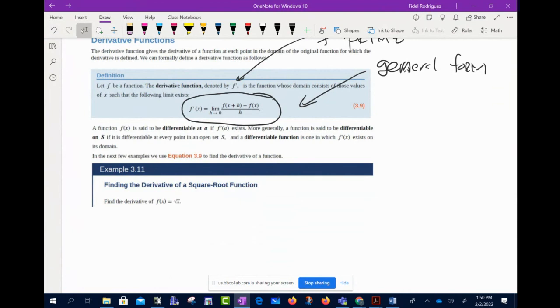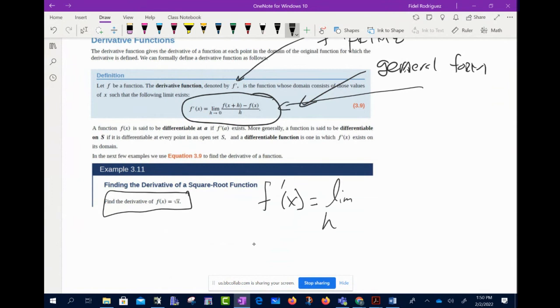Okay. So let's see if we can figure out what we're going to do here. I'm going to use this equation right here, y'all, to find the derivative of f of x equals the square root of x. So I'm going to start writing it out: f prime of x is equal to the limit as h approaches 0 of f of x plus h minus f of x, all over h.